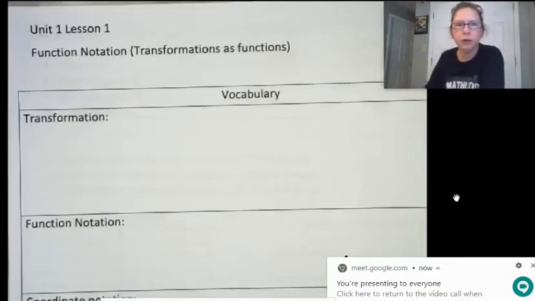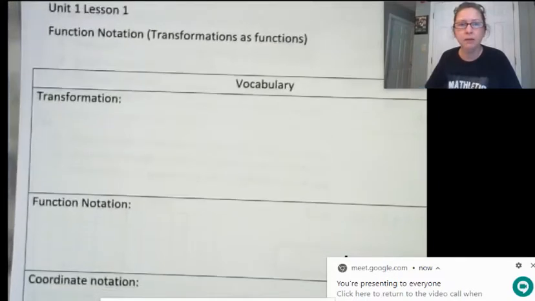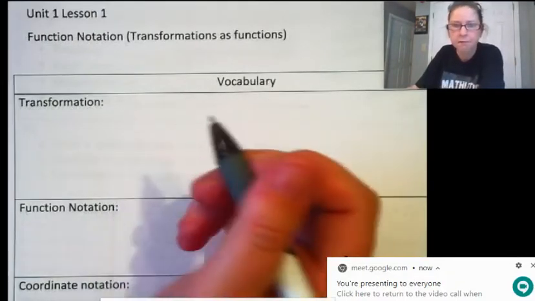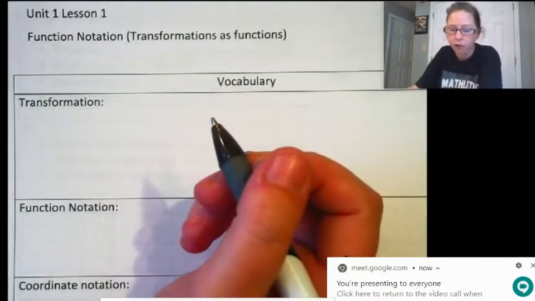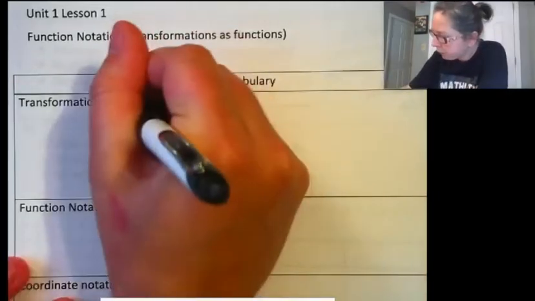So today we're going to do Unit 1, Lesson 1, which is function notation and transformations as functions. We have a lot of vocabulary to discuss. Let's first talk about what a transformation is. It is a function that changes the position, shape, and/or size of a figure. And we call that mapping, okay?